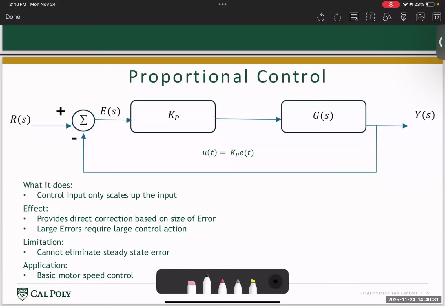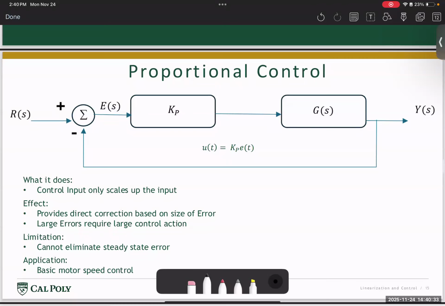This is a type of control system where your control input U of s is nothing but some constant value given by Kp. Or in other terms, your control input U is nothing but Kp times the error signal. Here, the error signal is E of s. Here, we're going to call this the control input, U of s. If we write it in the time domain, the control input is U of t, and the error signal is E of t.